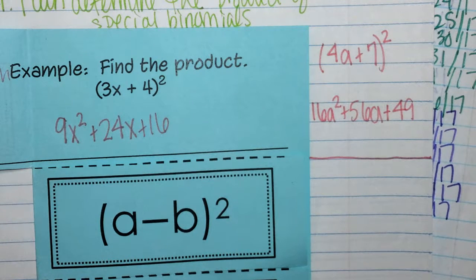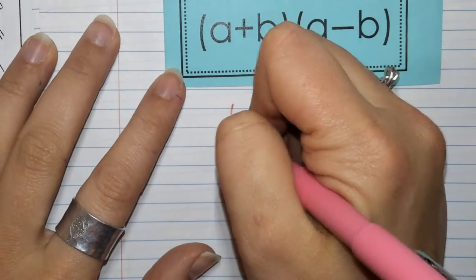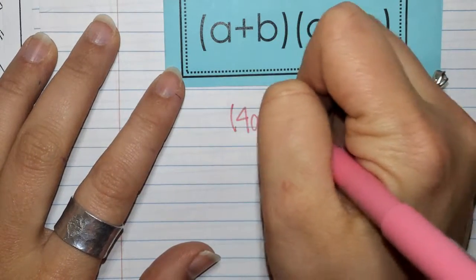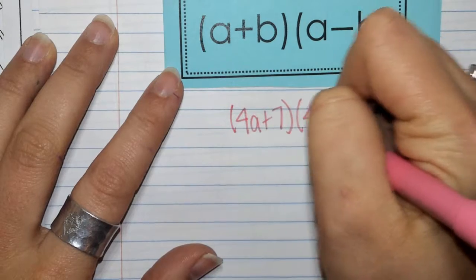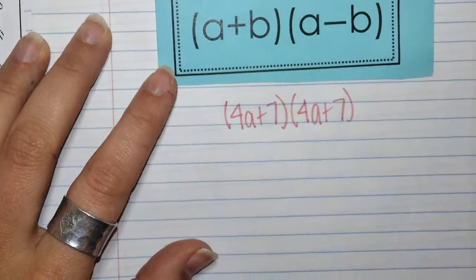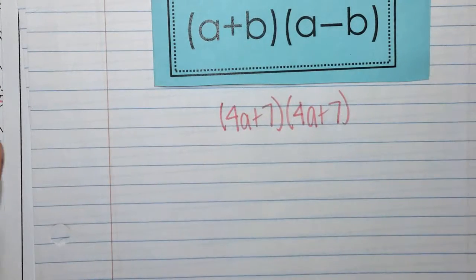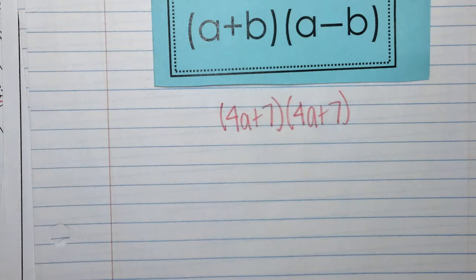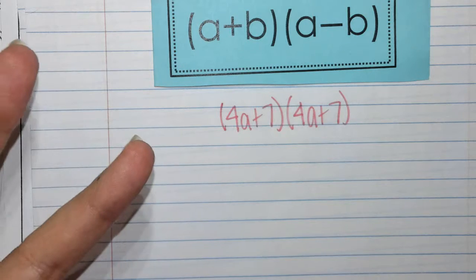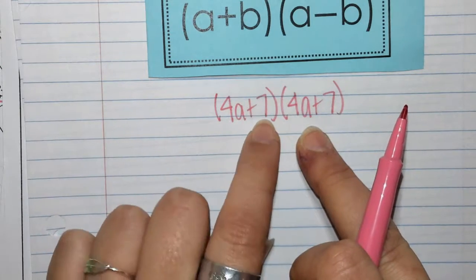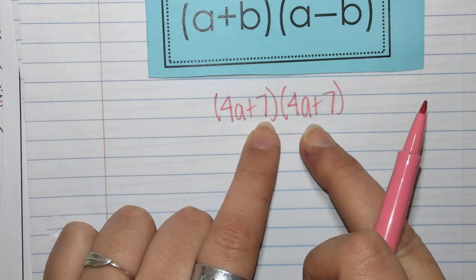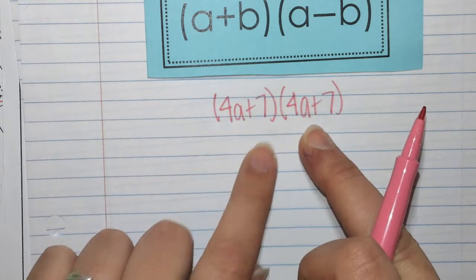Now, let's talk about why this is the way it is. Alright, so I'm going to come down here, and I'm going to rewrite 4A plus 7 squared, and I'm going to write it as 4A plus 7 times 4A plus 7. Now, the reason I'm doing this is so that I can show you what it would look like when we're doing the FOIL method. If you want to write it down, you can. If you don't have to, you can just watch. This is the same thing as 4A plus 7 quantity squared, because there's 2 of them.